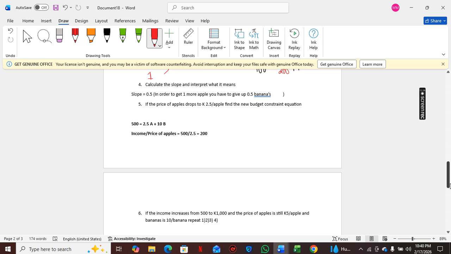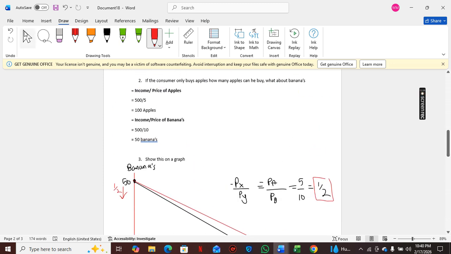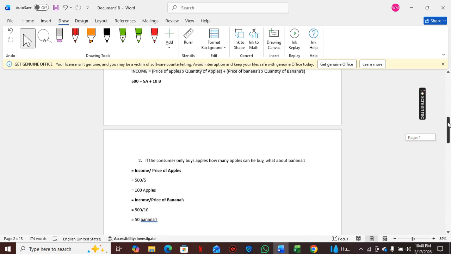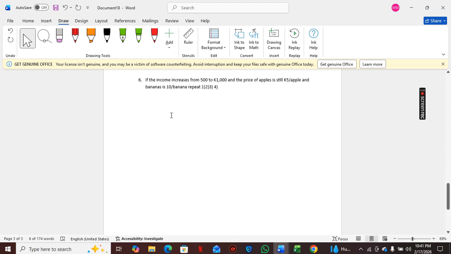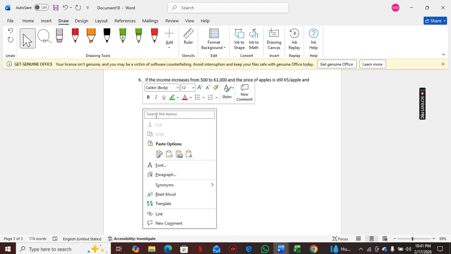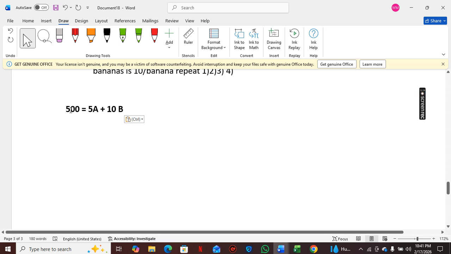The next part tells us if the income increases from 500 to 1000 kwacha and the price of apples is still 5 kwacha per apple and the price of bananas is 10 kwacha per banana, we repeat the process. Meaning first we need to set up a budget constraint equation. The income has changed, so the only thing that's changing in this new budget constraint equation is that 500. It becomes now 1000.